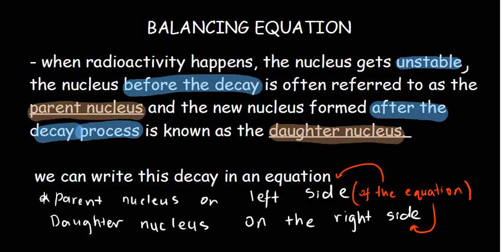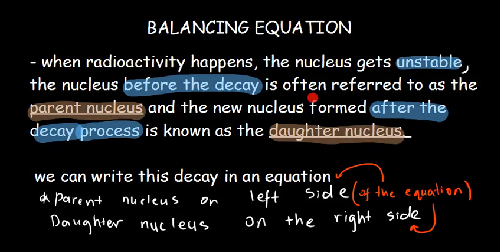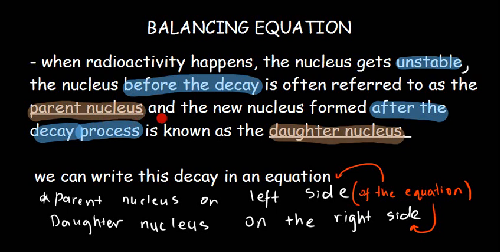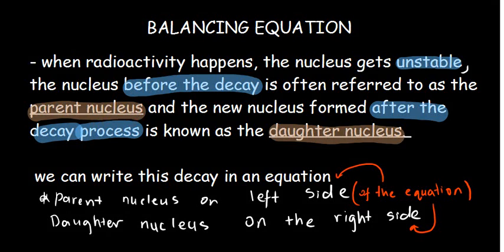Now I'm going to be talking about balancing equations. When radioactivity happens, the nucleus gets unstable, and the nucleus before the decay is often referred to as the parent nucleus, and the new nucleus formed after the decay process is known as the daughter nucleus. We can write this decay in an equation. The parent nucleus will be on the left side of the equation, and the daughter nucleus will be on the right side. That's to put it simply.